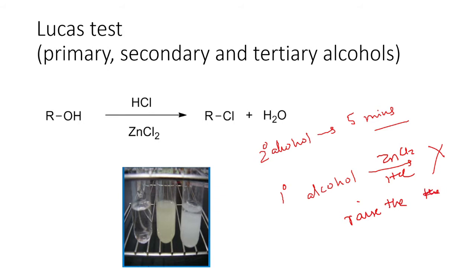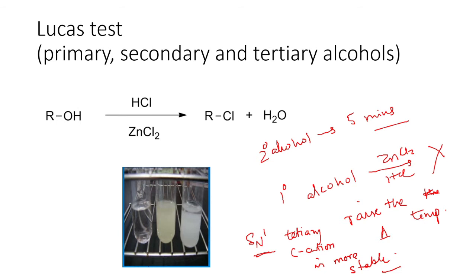Raise the temperature. Basically, we will heat it. And why does this happen? Clearly, if you know the SN1 mechanism, you can easily find out that the formation of tertiary carbocation is more stable when we will be doing SN1 and SN2. I will make you understand there. Why is the formation of tertiary carbocation more stable, right?